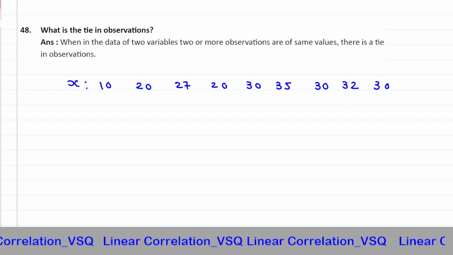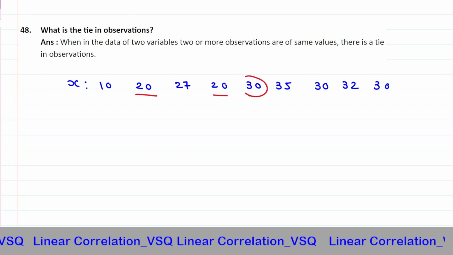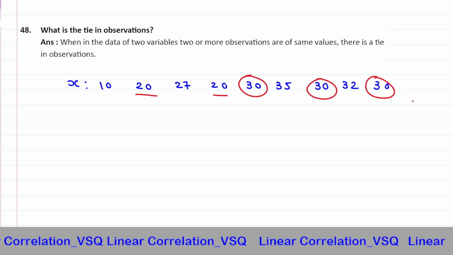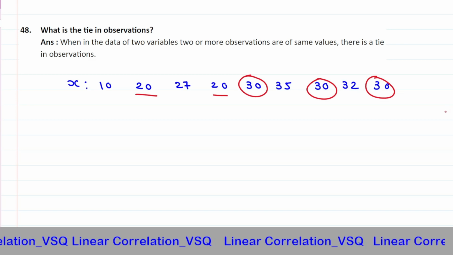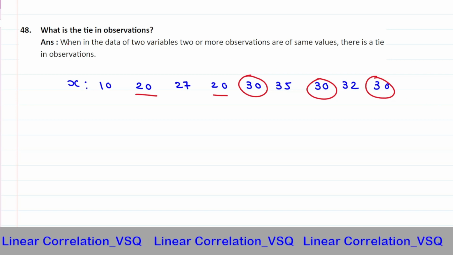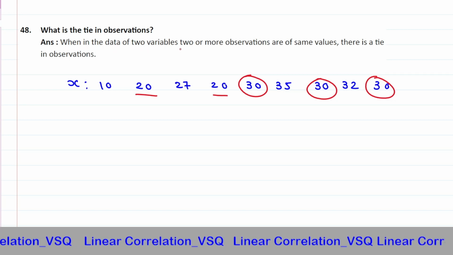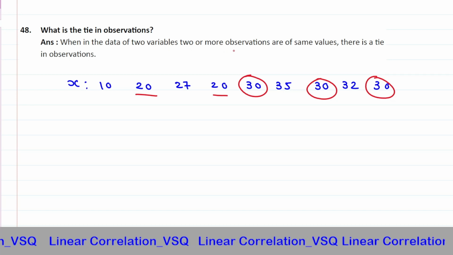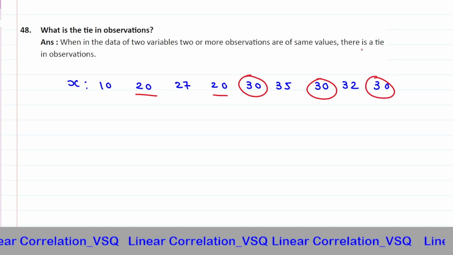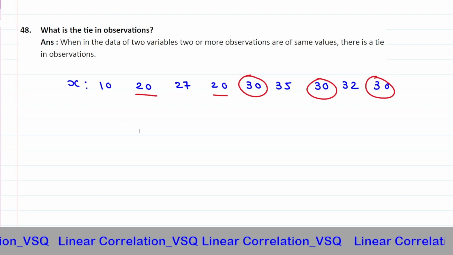Okay, see, in the given data, 20 is repeated twice and 30 is repeated thrice. When an observation is repeated two or more times, there is a tie between observations. See, what is our answer? When in the data of two variables, two or more observations have the same value, or are repeated more than two times, then there is a tie in the observations.